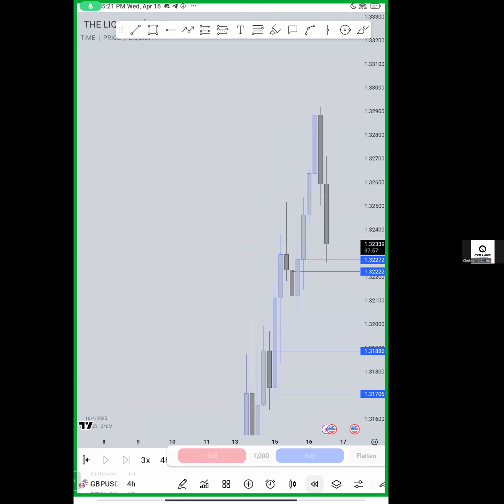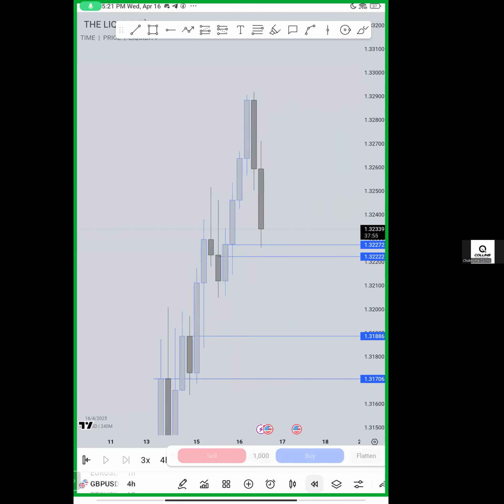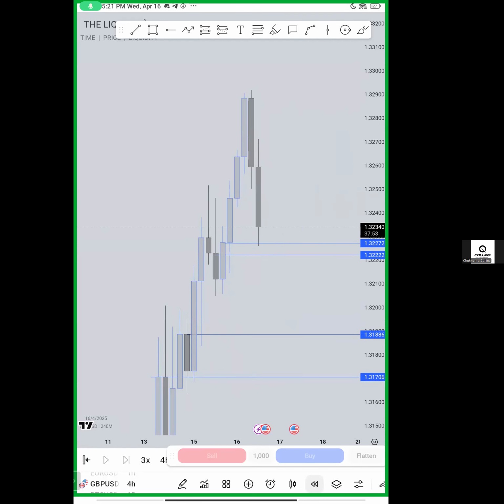Okay, back on the 4-hour time frame. We could see price reacting from this other block. There was a mitigation right here. This was a mitigation here. And you can see price reacting from this other block. There was a mitigation here.